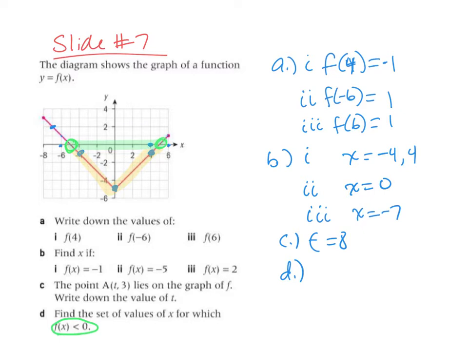So the x values that would produce output values that are negative, I'm going to write in set notation. I'm going to say the set of all x such that -5 is strictly less than x, which is strictly less than 5. Again, you don't want to include -5 and +5 because f of -5 is equal to 0 and f of +5 is equal to 0. We want x values that produce y values that are negative, that are less than 0.